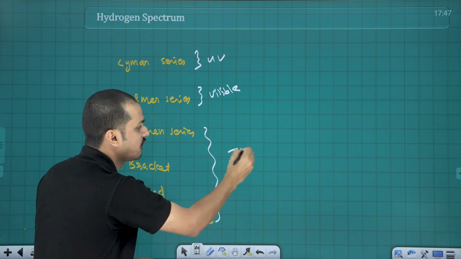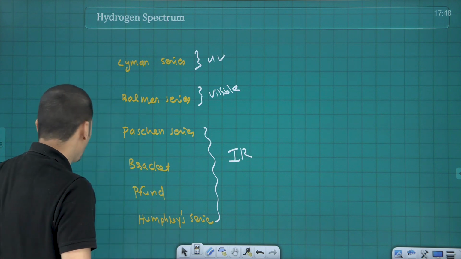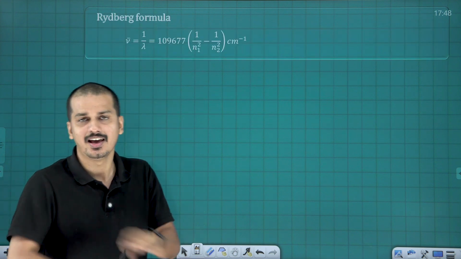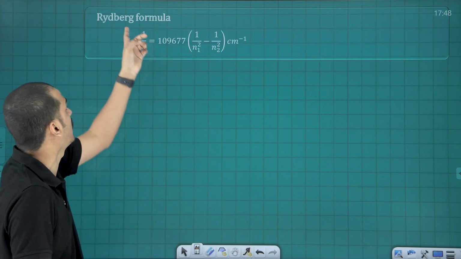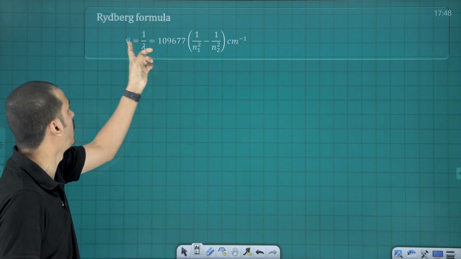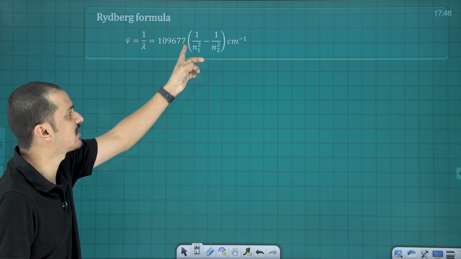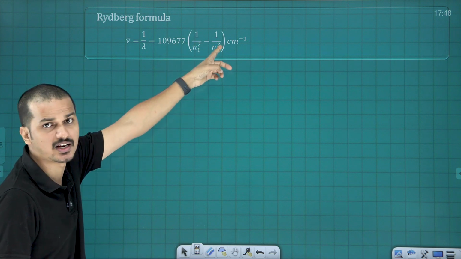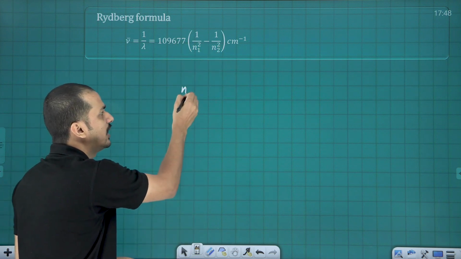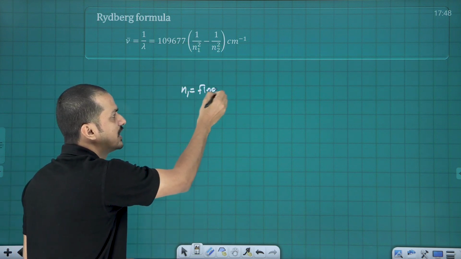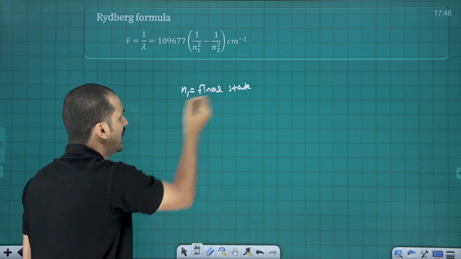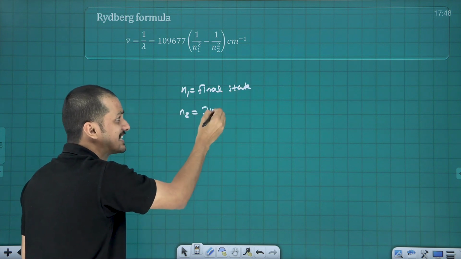That lies in the infrared region. Once we are looking at any line in the hydrogen spectrum, we can calculate it by using Rydberg's formula: nu bar equal to 1 by lambda equal to 109,677 into (1 by n1 square minus 1 by n2 square). Here n1 is the final state and n2 is the initial state.